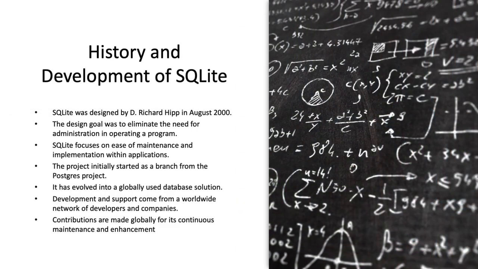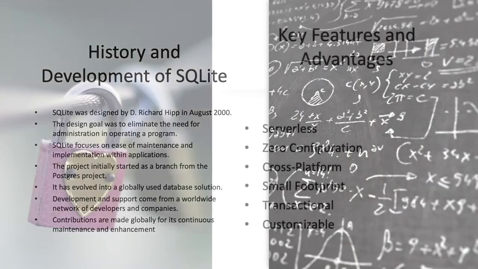SQLite was designed by D. Richard Hipp in August of 2000 for the purposes of no administration required for operating a program. It was meant to be easy to maintain and implement in applications. SQLite began as a tangent of the Postgres project and has since evolved into a database solution used globally. Its development has been supported by developers and companies around the world who contribute to its ongoing maintenance and enhancement.